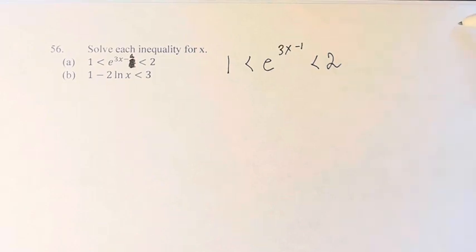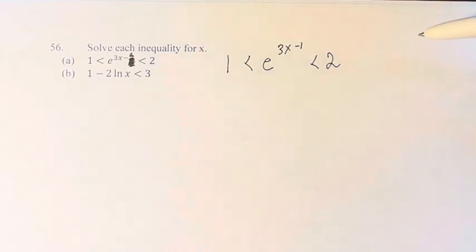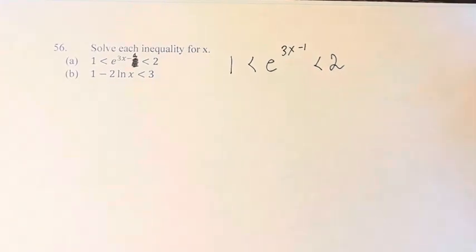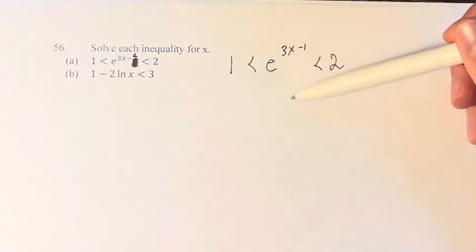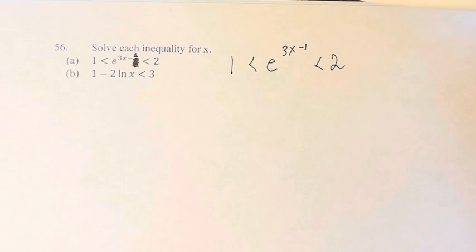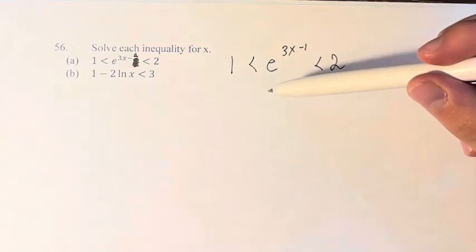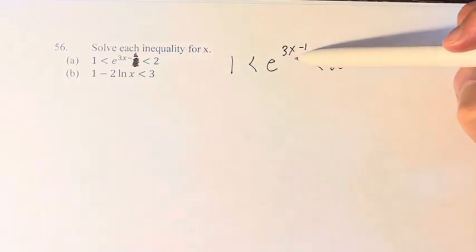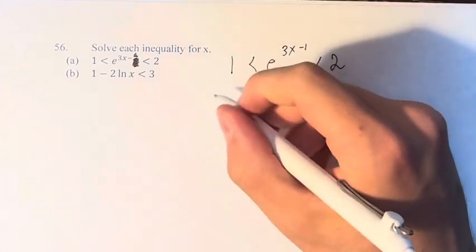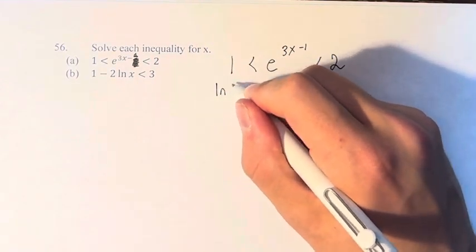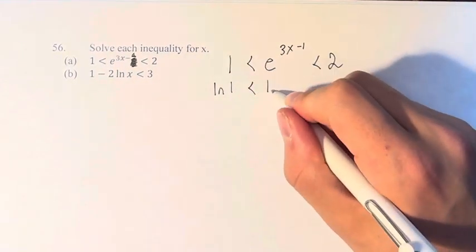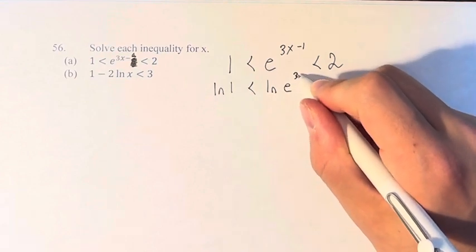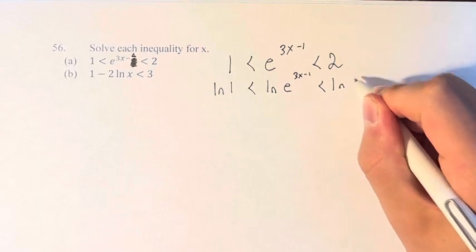The log function is a one-to-one function. Therefore, if we know that one value is less than another value, then its natural log is less than the other's natural log. So ln of 1 is less than ln of e^(3x-1) is less than ln of 2.